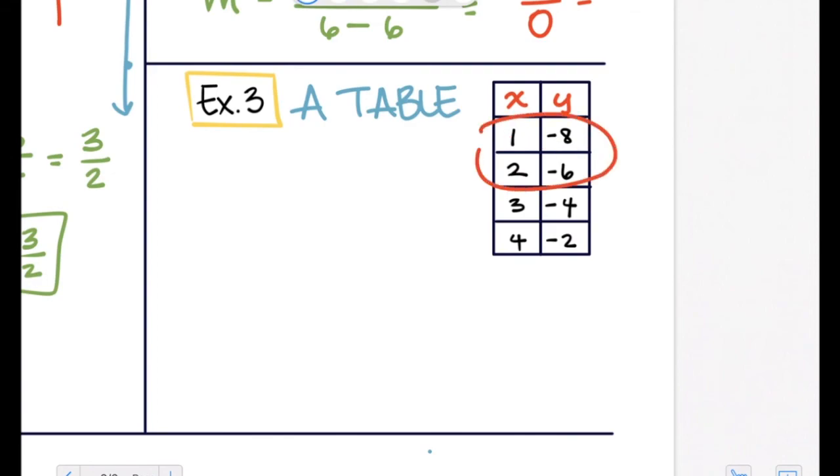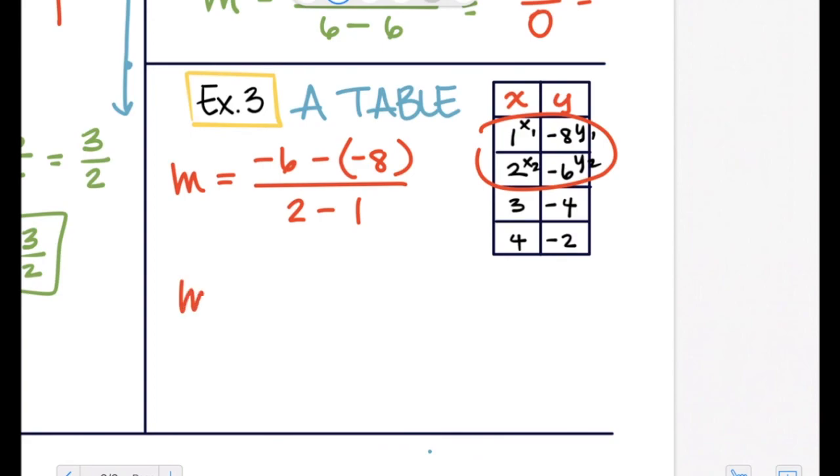So again, I'm going to label those points. Here's my x1 and my y1. Here's my x2 and my y2. So plugging into the formula, m is equal to y2, which is negative 6, minus y1, which is negative 8. Minus is in the formula, and then the negative 8 is the first y value. So then on the bottom, we have x2, which is 2, minus x1, which is 1. So now let's simplify. We have negative 6 plus 8. That gives us a 2, and then 2 minus 1 is 1, so our slope overall is 2.